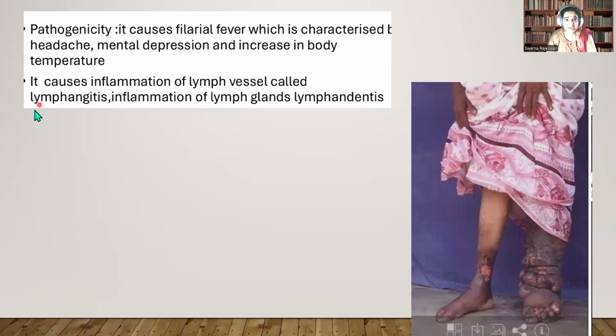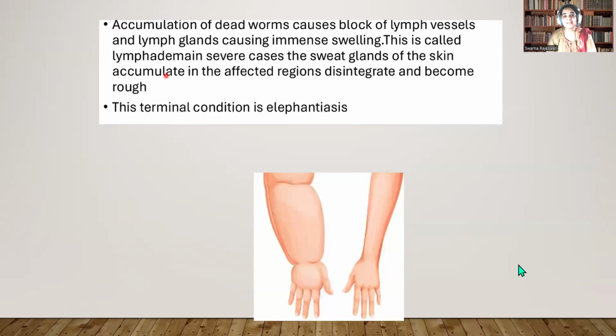It is called lymphangitis, and sometimes it causes inflammation of the lymph glands also, which is called lymphedema. Okay, so lymphangitis is where the lymphatic vessels are inflamed, whereas lymphedema is the enlargement or inflammation of the lymph glands. So you can see, this is a filarial leg. And mainly these dead worms will be accumulated in the lymph vessels and the lymph glands, causing the swelling of that area, which is called lymphedema.